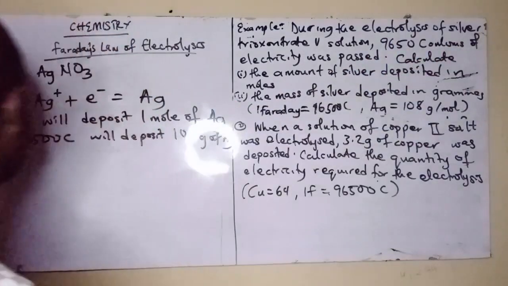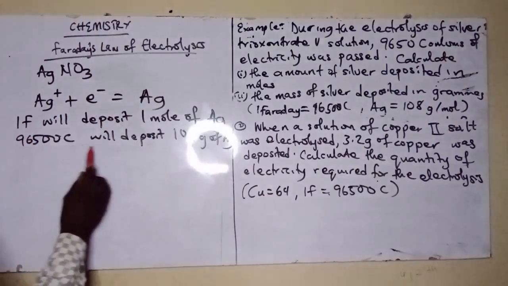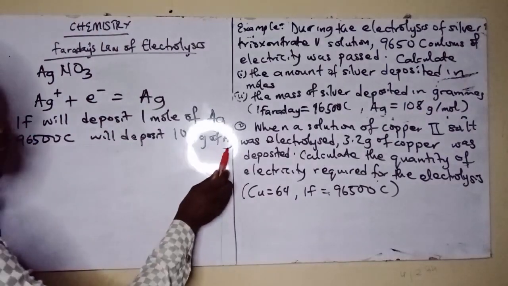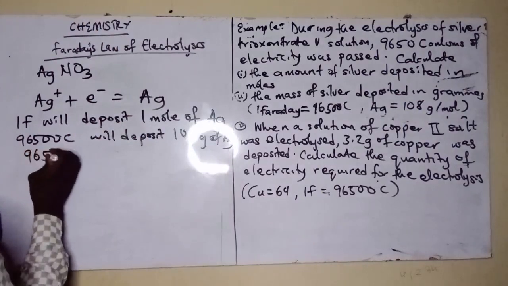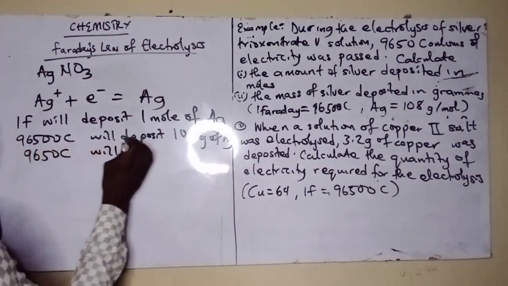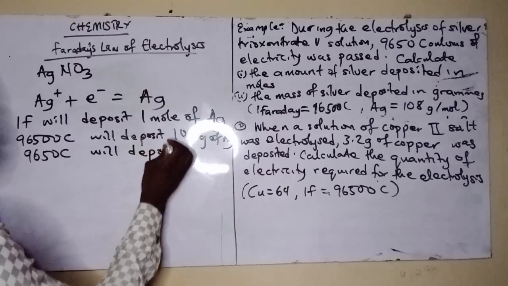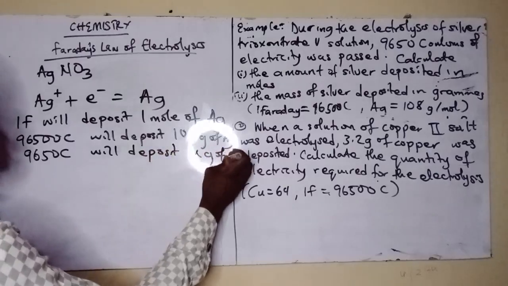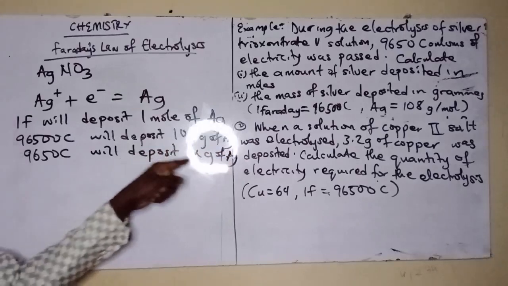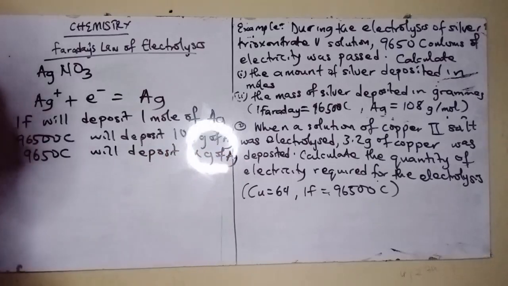So that means if 96,500 coulomb will deposit 108 grams of silver, which is equivalent to 1 mole of silver, then 9650 coulomb will deposit X gram, because we don't know the mass of silver deposited. We don't know the amount of silver deposited in moles. Now let's quickly see what we can do.